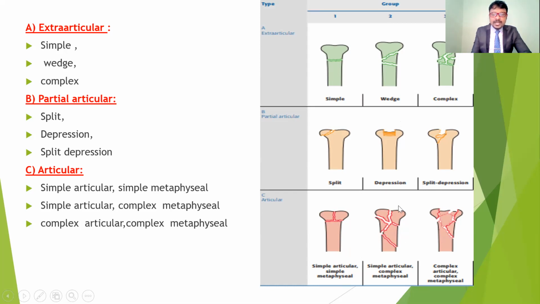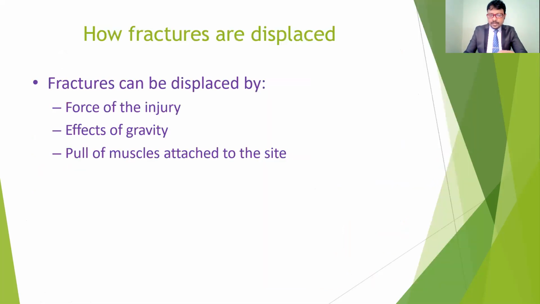And also simple articular and complex metaphyseal. So if the metaphyseal is involved, this is also going to have many fractures and many fragments in the metaphysis. In the complex articular and also complex metaphyseal, the metaphyseal is also going to be complex, and the articular surface is also going to have multiple fractures. So both of these are going to happen. So articular, extra-articular, partial articular, and also articular. These fracture types we can see in the proximal end as well as the distal end. So this is about the Muller's classification of the fracture.